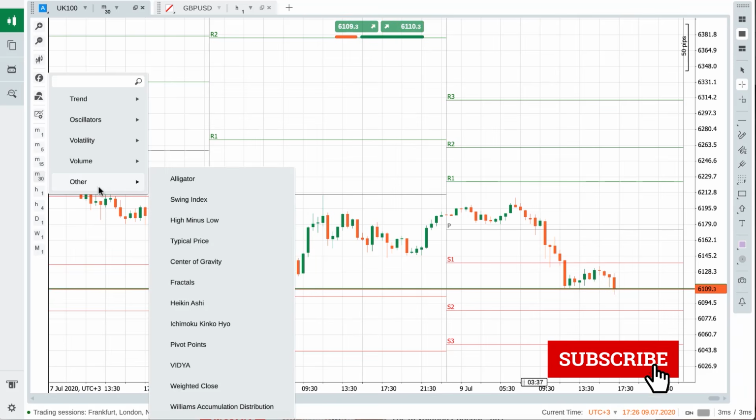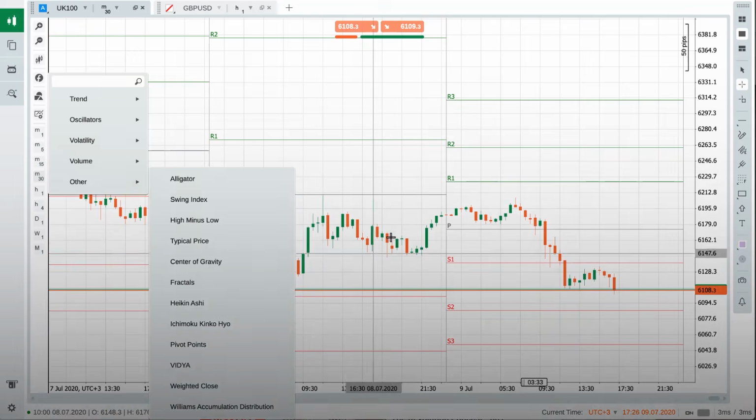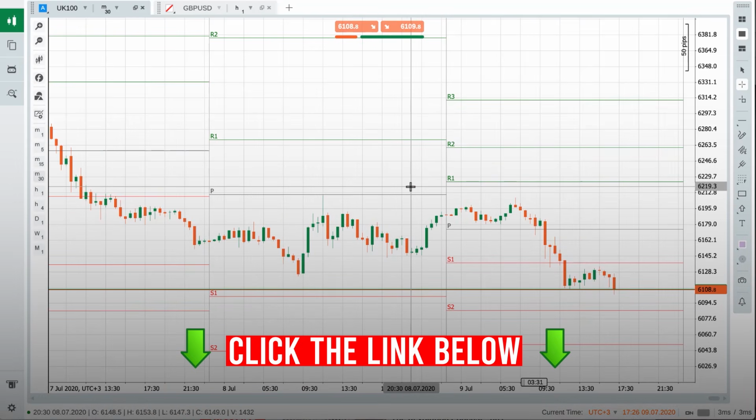So go and check it out, and if you want to use pivot points, on here it's Other and down, and you click Pivot Points, and make the adjustments for the colors as you see fit.